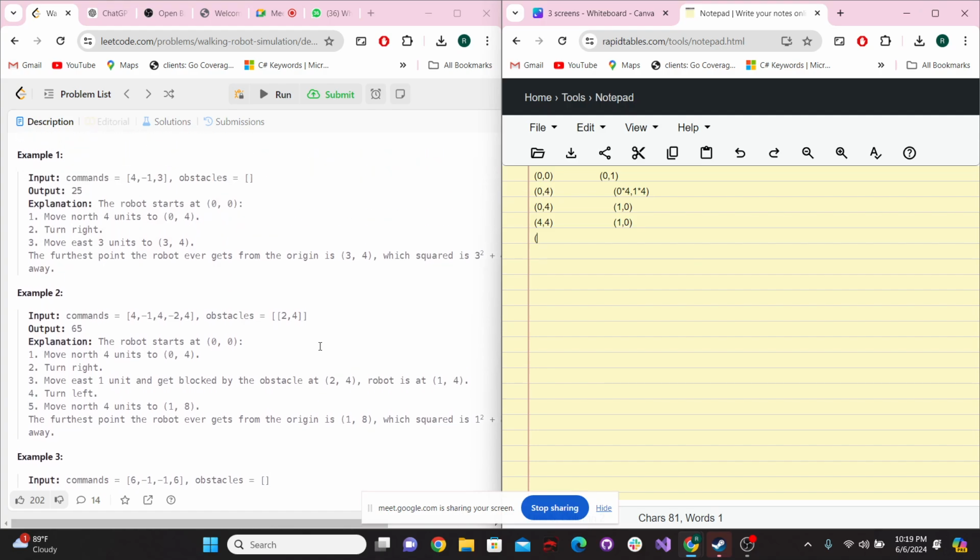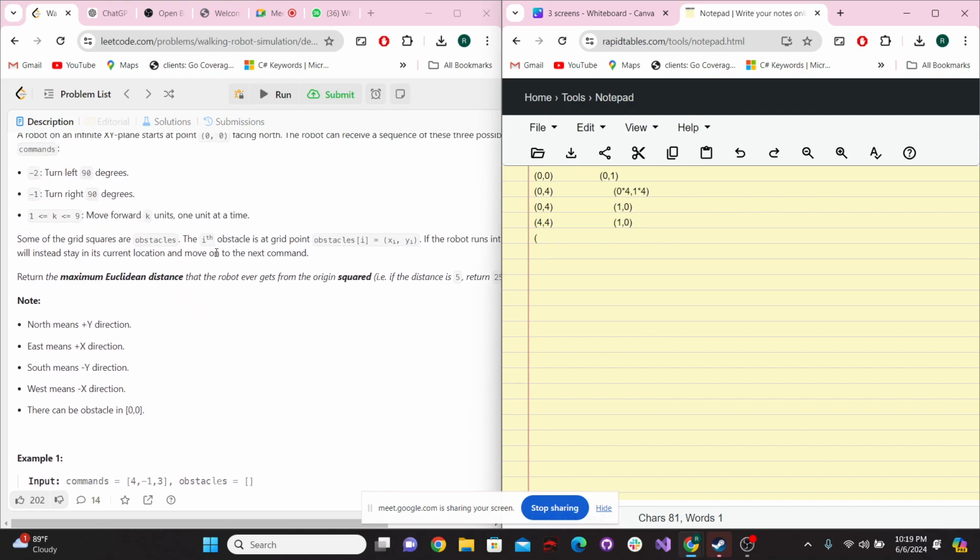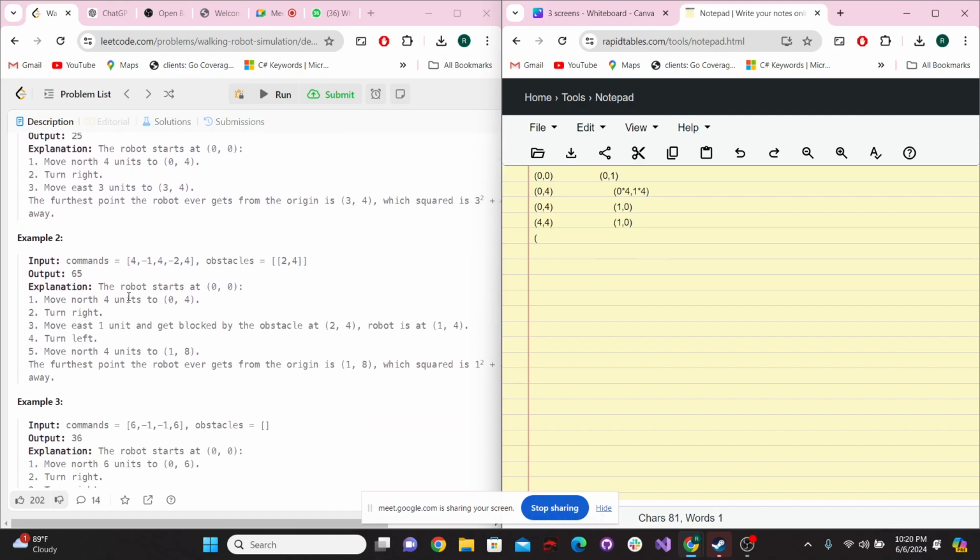It's just going to ignore that obstacle, right? So if you're encountering an obstacle, it's just going to stay there, right? So then what if the robot encounters an obstacle? It will instead stay in its current location. Okay. So you always have to check during the traversal whether it's encountering an obstacle or not, right?